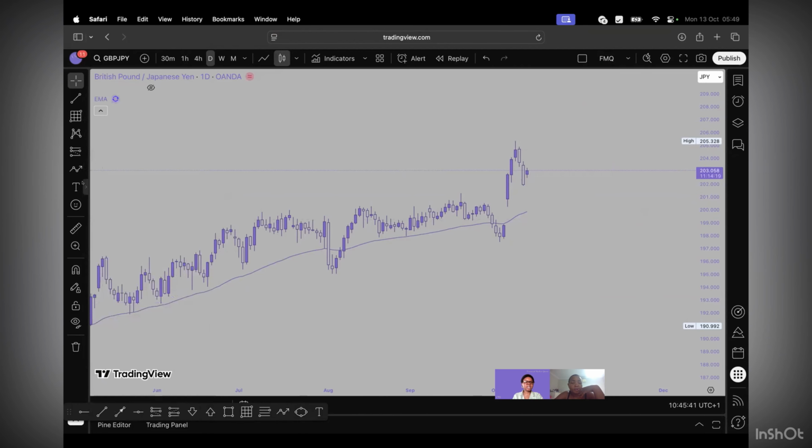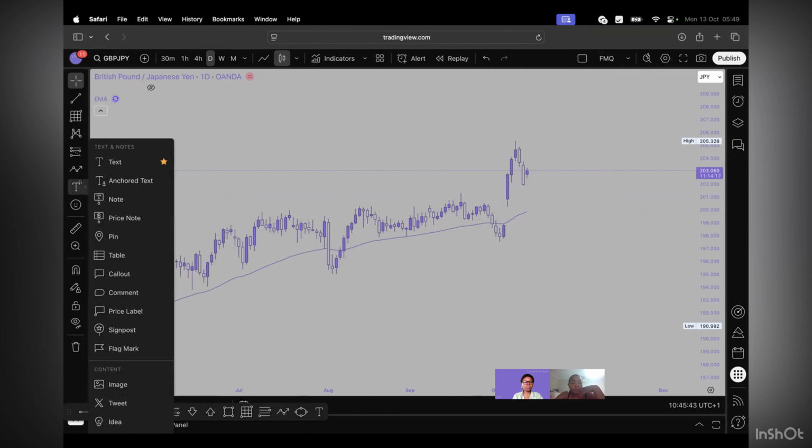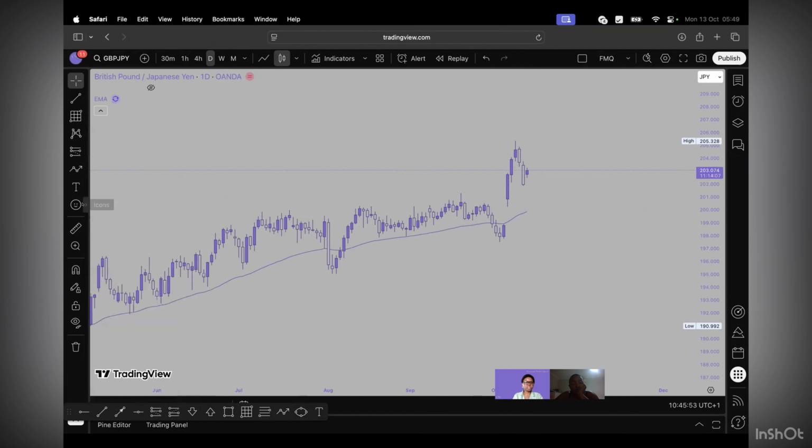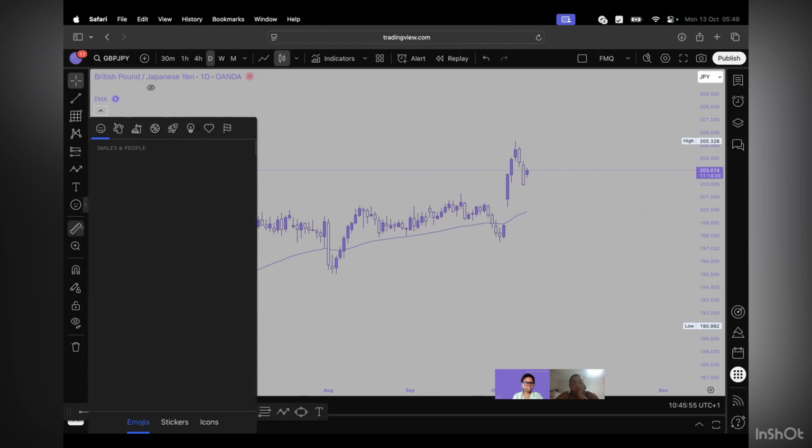The next one is text, the T icon. The only one that is starred here is text. That means if I want to write something, that's the only one that is in my favorites. The next one is emoji. I don't necessarily use this. Next one is the zoom in, zoom out. I don't use it.